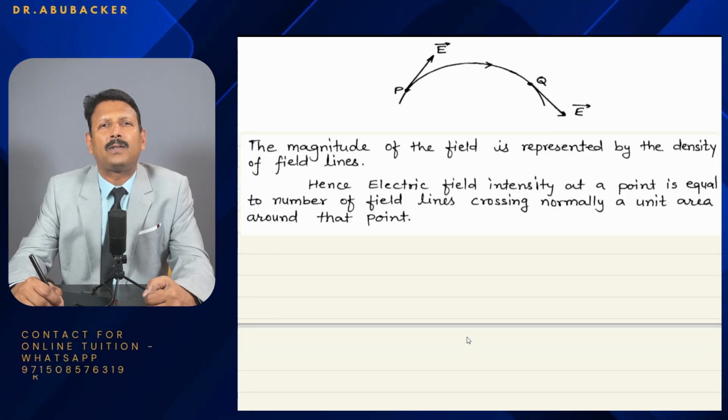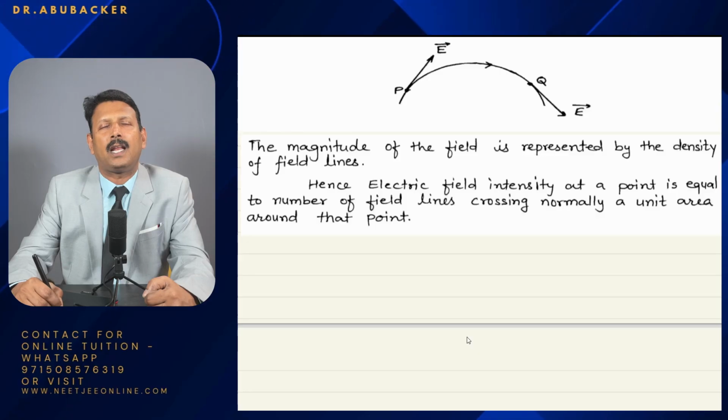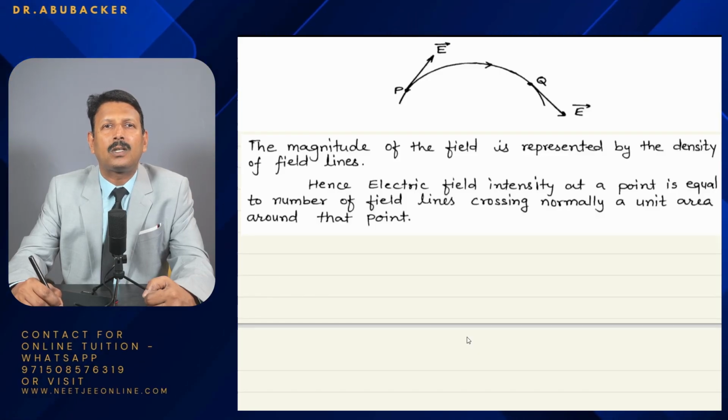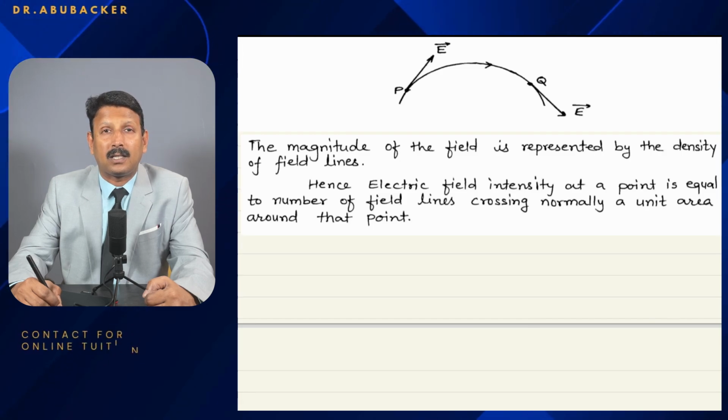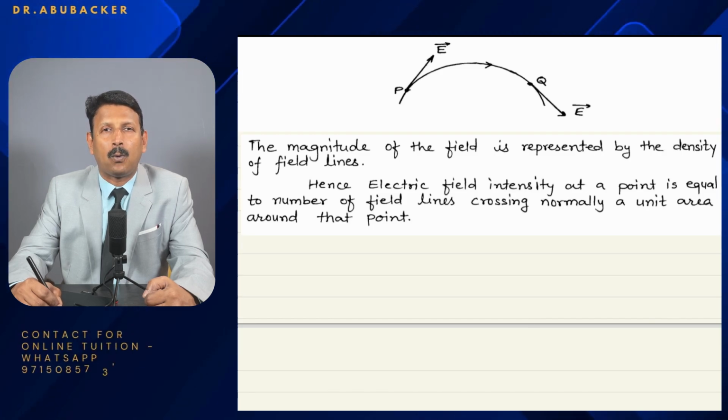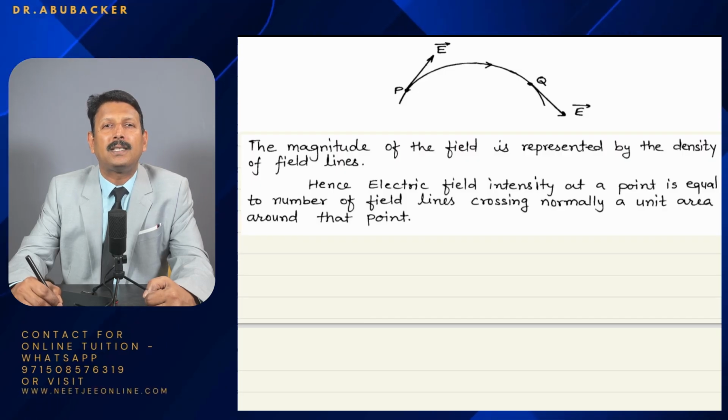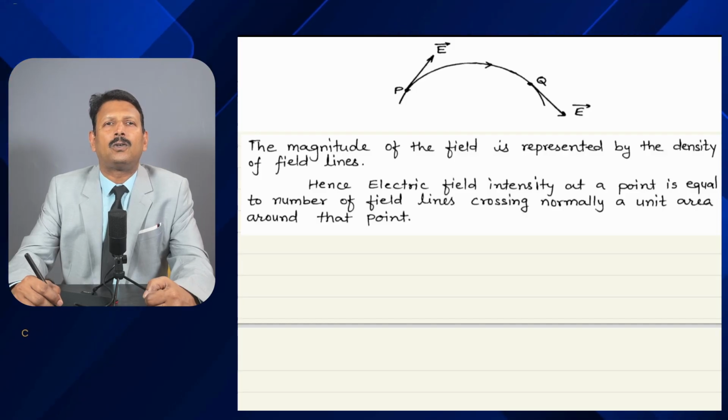The magnitude of the field is represented by the density of field lines. What is that meaning? More field lines, more strength you can expect. You remember, strength of the magnetic field is more at the poles because more field line density appears near the poles. Similarly, electric field lines.